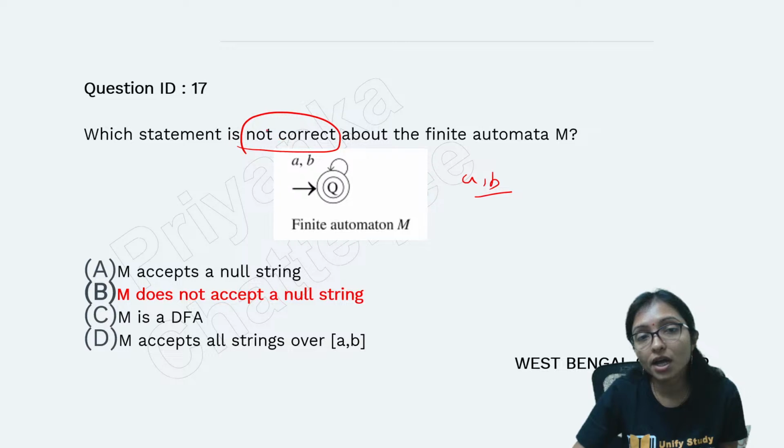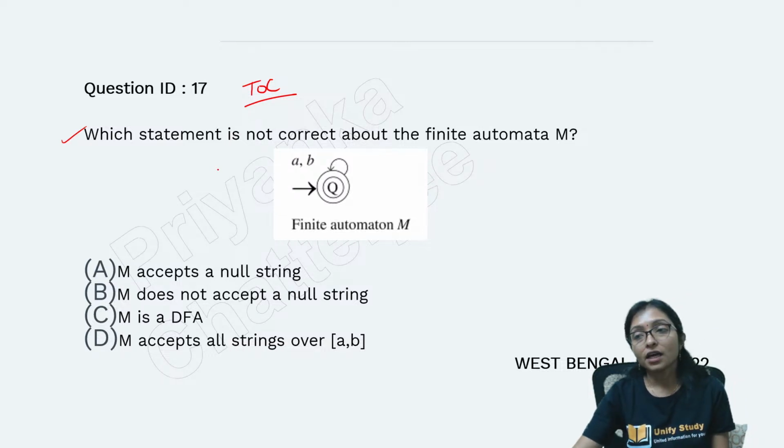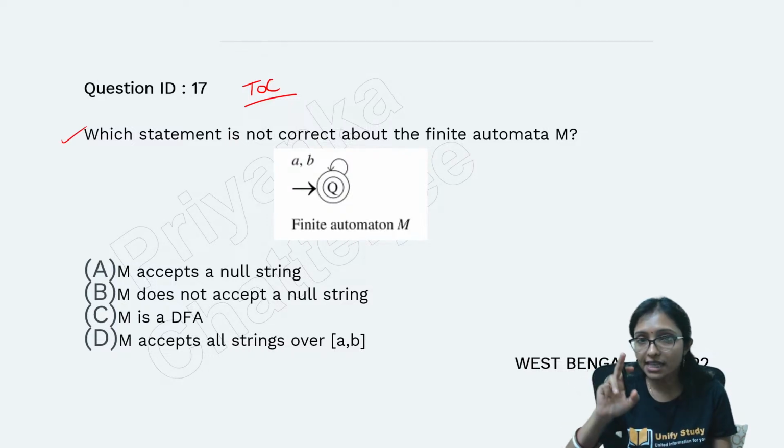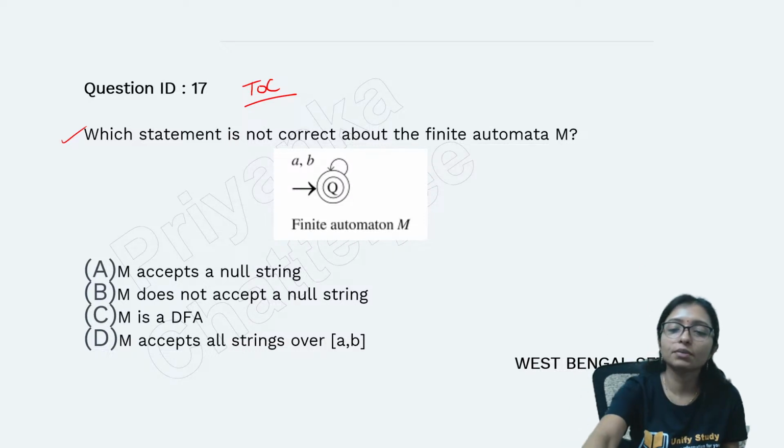You are not focusing on the "not". Very carefully always remember, for this type of question, read the question very carefully, then give the answer. Take your time, read it properly, then mark your answer. Otherwise, definitely a mistake will happen. Yes, this is the mistake. How many of you made that mistake?